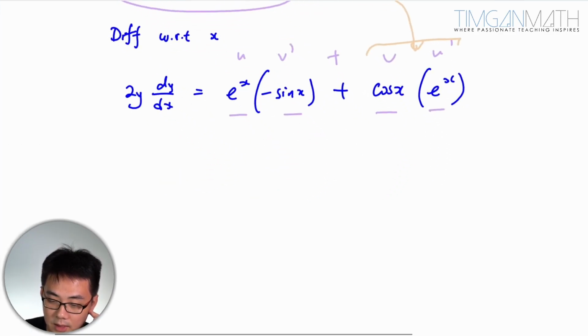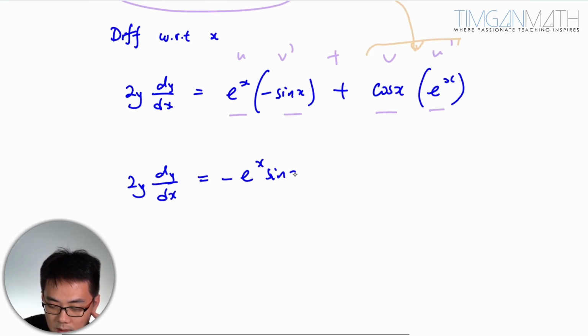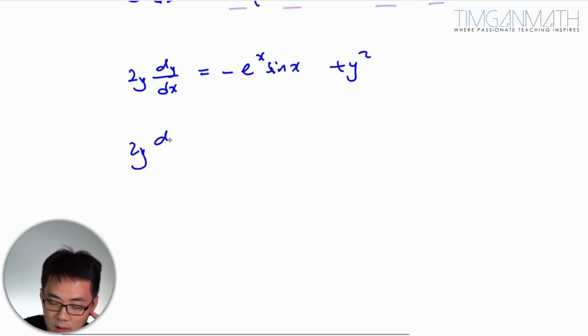So I'm going to rewrite this out. This will be 2y dy/dx equals e^x cos x minus e^x sin x, so that gives y squared plus 2y dy/dx equals e^x cos x minus e^x sin x. Okay, so there you go. So this is the first part. I think the first part is pretty okay.